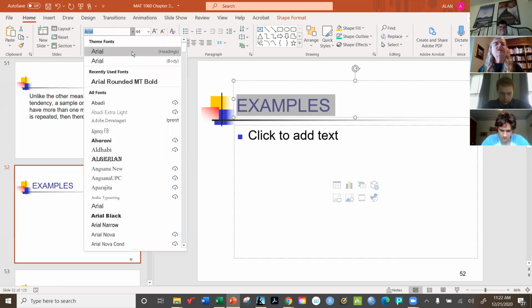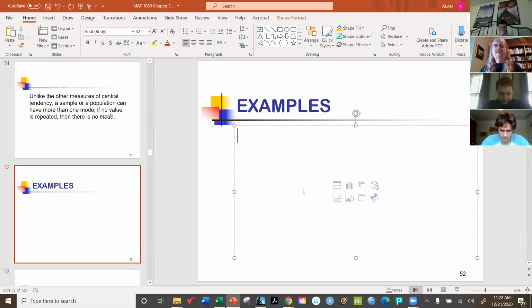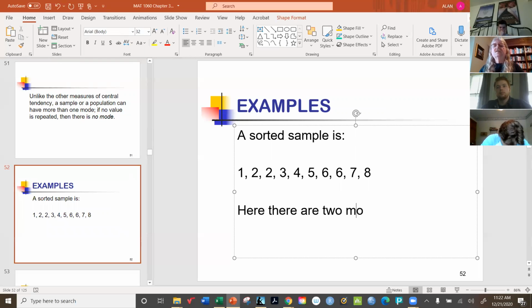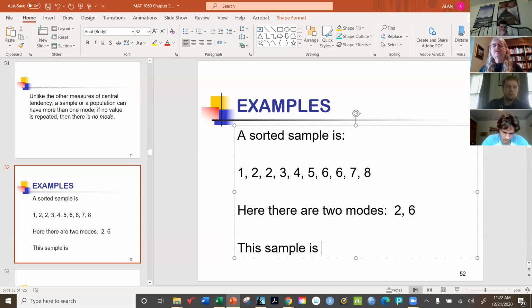A couple more examples. What if we had, and I'll show you the sorted sample. All right, we have, let's say, 1, 2, 2, 3, 4, 5, 6, 6, 7, 8. Here, there are 2 modes, of course, the 2 and the 6. This sample is said to be bimodal.